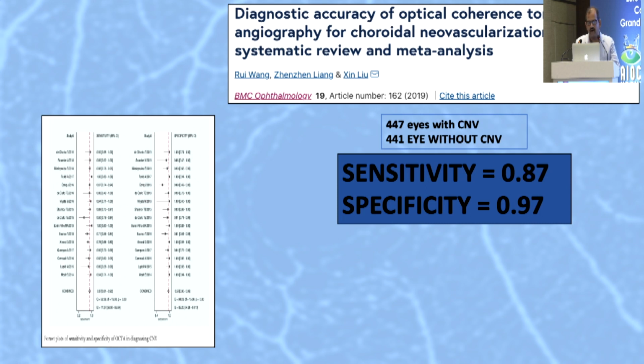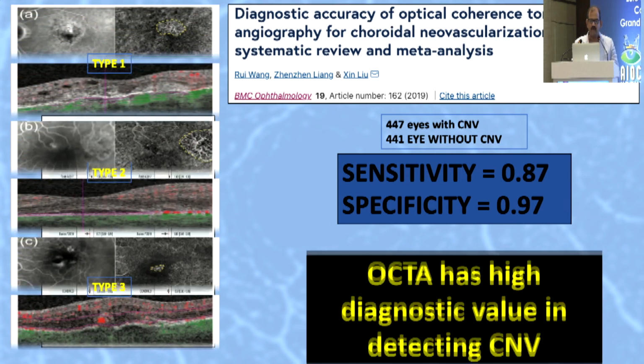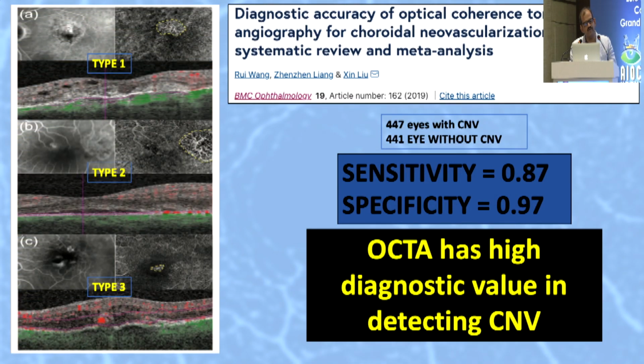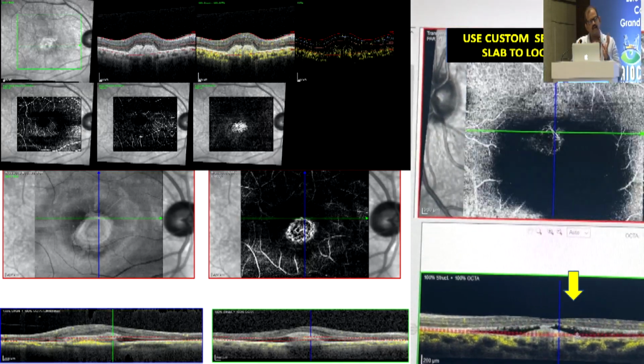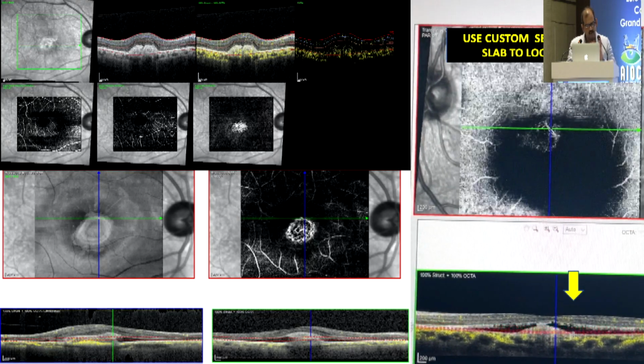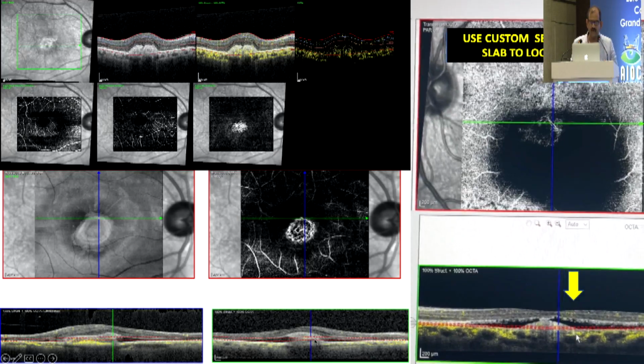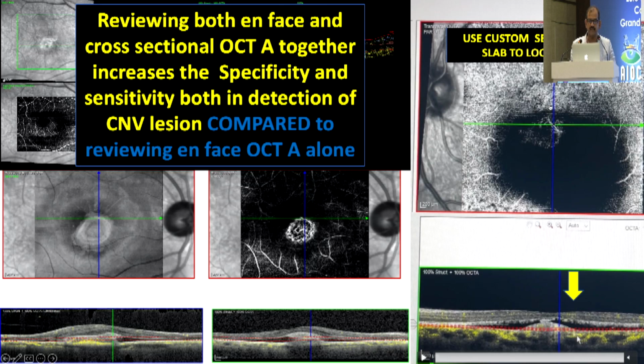OCT angiography has been demonstrated to have high specificity and sensitivity in detection of choroidal neovascular membrane in various layers. All kinds of choroidal neovascular membranes can be very effectively detected on OCT angiography, whether it is type 1, 2, or 3. In neovascular AMD, because the retinal architecture is very much disturbed, the automatic segmentation of the layers is not very reliable. So you have to use a custom segmentation slab to locate the flow within the lesion. This is the custom slab which you move over the lesion to detect the flow in the en face image. So by reviewing both the en face and cross-sectional OCT together, it increases the specificity and sensitivity of detection of choroidal neovascular membrane compared to the en face image alone.